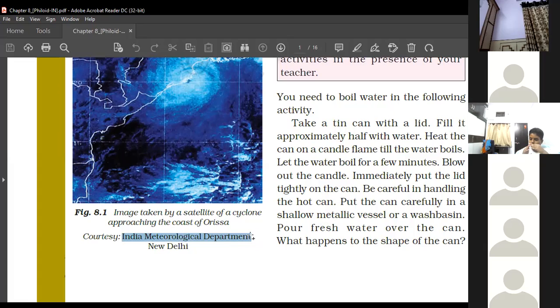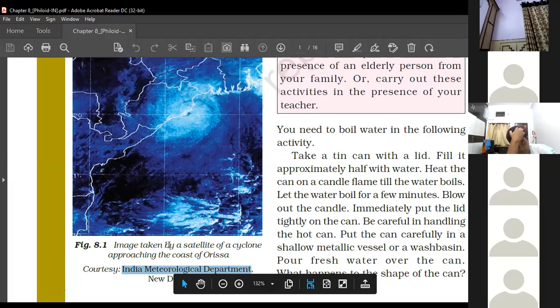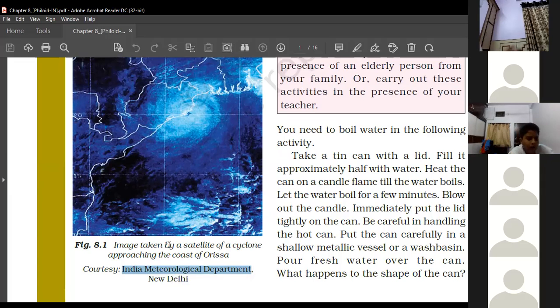These are the maps which are prepared by the Meteorological Department. These are called weather reports, right? It's not the climate report, because for climate we take almost 25 to 30 years of data, but this is called a weather report only. The Meteorological Department will forecast these weathers and they will send one team. Anybody remember the team name? Just raise your hands, I will call you.